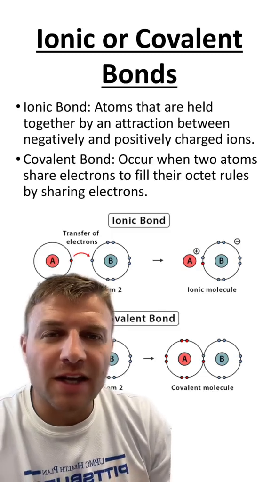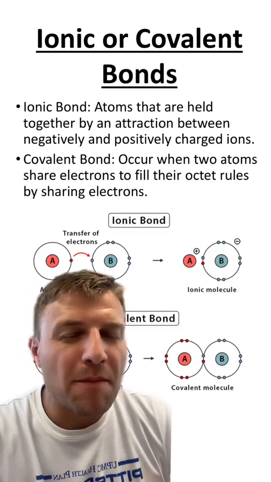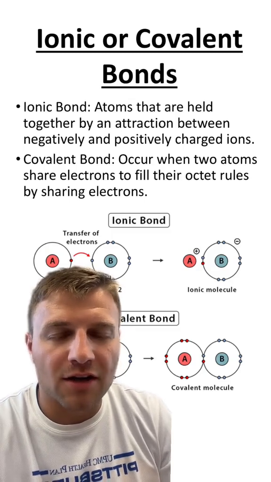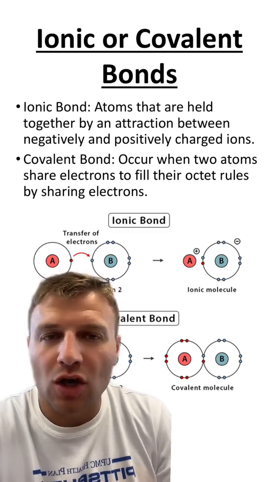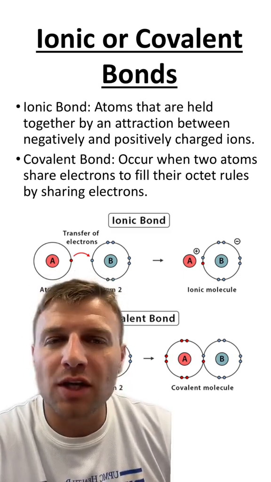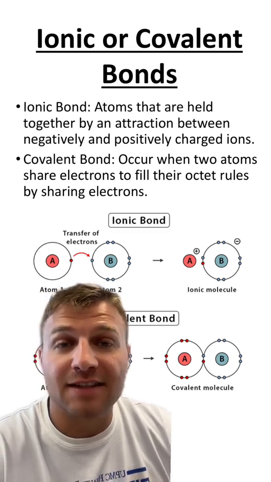Can you tell the difference between ionic and covalent bonds? Remember that ionic bonds are atoms that are held together due to a negative and positive attraction force, and these are usually between charged ions. Ionic bonds usually occur between atoms that have given and accepted an electron.